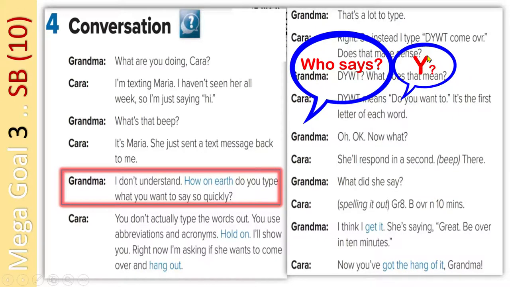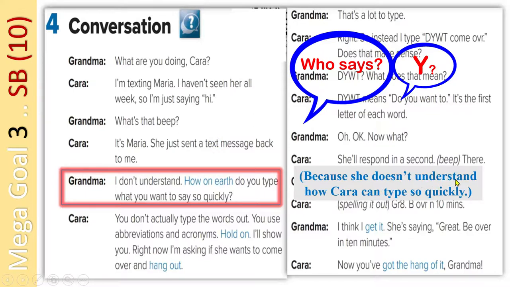Why? حرف الواي هنا شوف لاحظة عملنا acronym. حرف واحد اختصار لكلمة why, حرف الواي وضعنا. Why did she say that? One, two, three, because she doesn't understand how Kara can type so quickly.